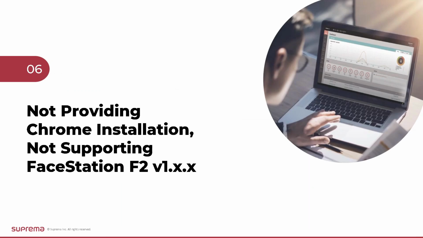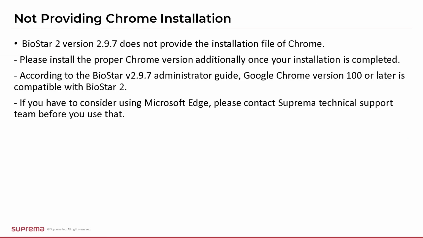Below are two features that are not available in BioStar 2 version 2.9.7. With the release of BioStar 2 version 2.9.7, the installation process has changed. The new version no longer includes Chrome in the installation package due to ongoing updates and compatibility issues. After installing BioStar 2 version 2.9.7, you will need to install Chrome separately to access the software. If your company requires using Microsoft Edge instead of Chrome, please contact Suprema's technical support team for assistance. This update aims to enhance flexibility while ensuring compatibility with various IT policies.